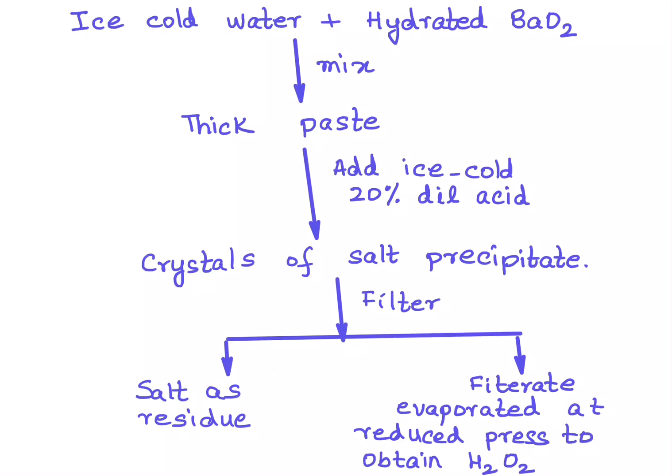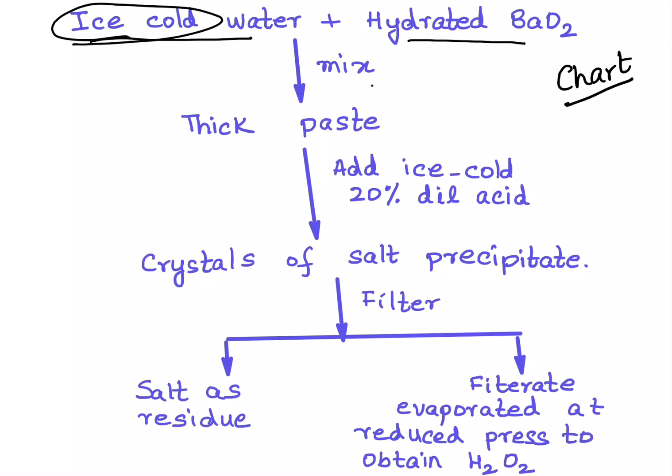Now that we have completed the reaction, we need to do the steps. So very simple. Whenever you have to write a long method, just do it in the form of a chart, and it's very easy to follow and remember. I'll teach you from this chart only that I have drawn. Feel free to copy it so that you can use it later on. You've got ice cold water, which you add to hydrated barium peroxide. Notice again, ice cold. We mix the two, form a thick paste.